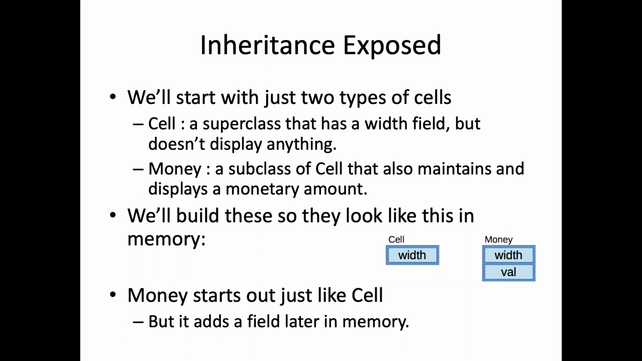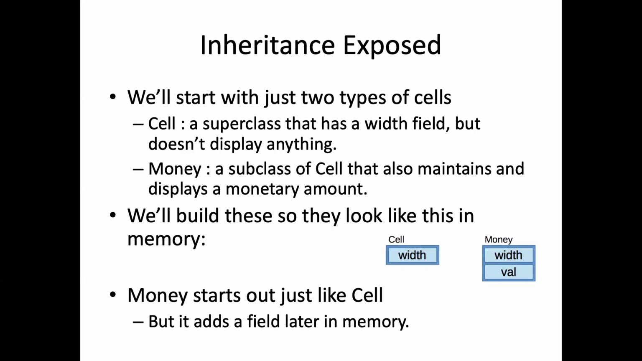It'll store, I think it's going to be a floating point value. I don't remember how I did this, but it is posted with the examples for today. So it'll maintain an amount of money, and we'll make it so that money objects work just like cell objects. So you can use an instance of the subclass as if it was an instance of the base class, of the superclass. And this picture shows how we're going to do that.